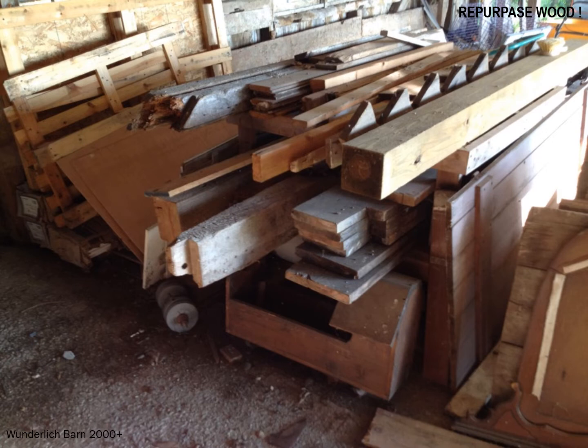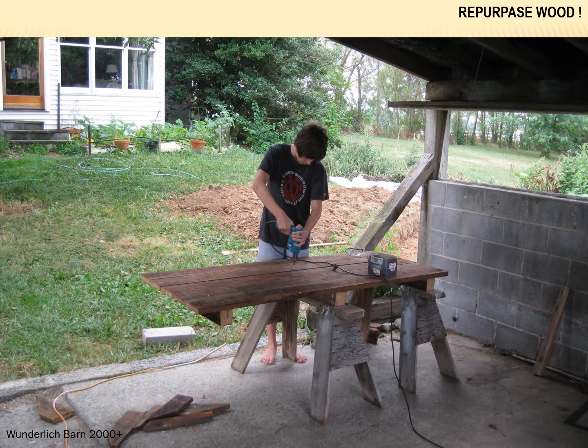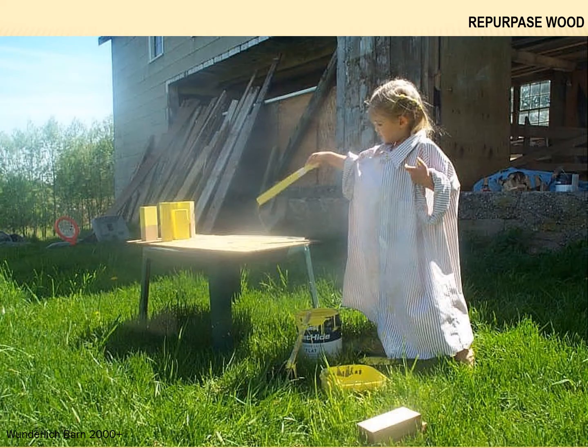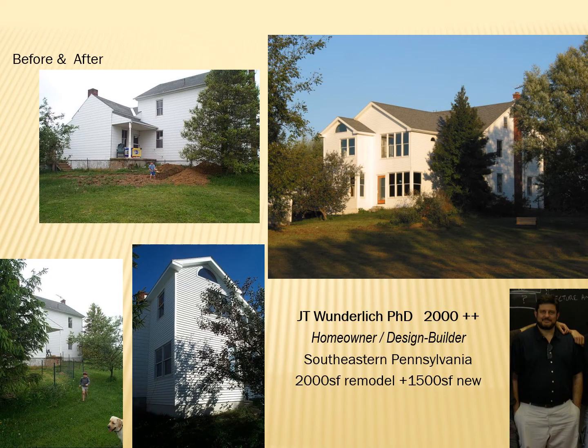So this is from my 150-year-old farmhouse. We made some furniture. My son actually designed this table and made this table. That's our kitty, Little Miss. My daughter wanted to help, so she wanted to paint. You can see the repurposed wood in the background, and she's helping. Before and after this project, I did all the work myself. Only thing contracted was the shingles on the roof and the concrete mix truck. My son and I did this.